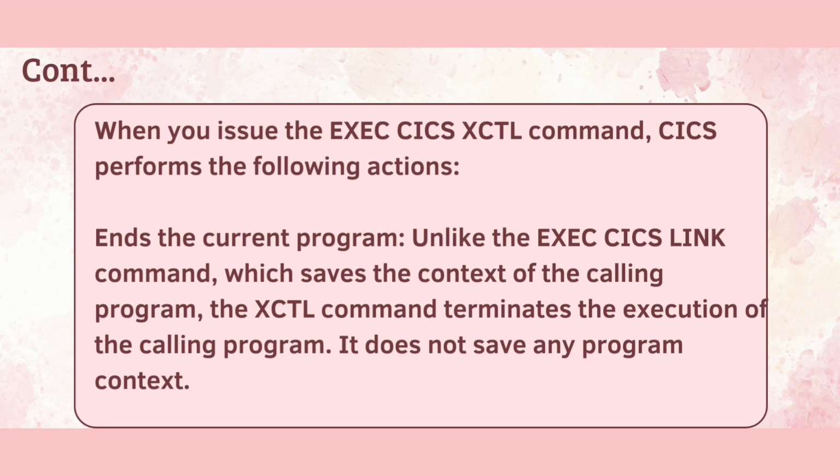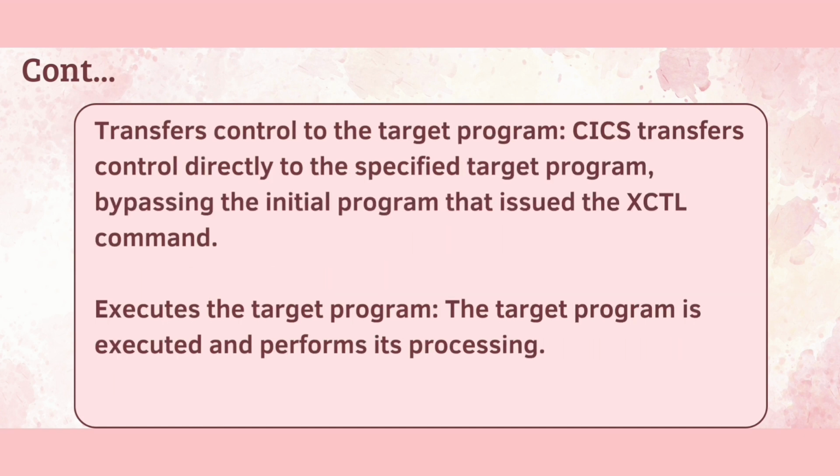At first, it ends the current program. Unlike the LINK command, which saves the context of the calling program, the XCTL command terminates the execution of the calling program. It does not save any program context. Then it transfers control to the target program. CICS transfers control directly to the specified target program, bypassing the initial program that used the XCTL command.